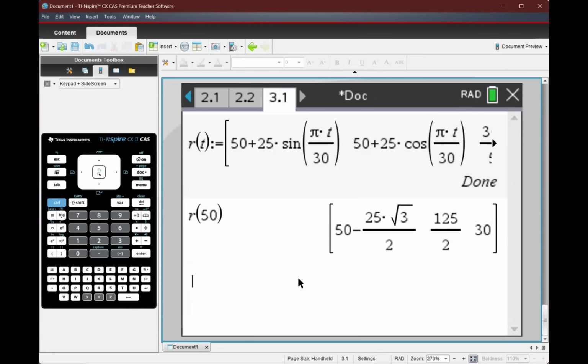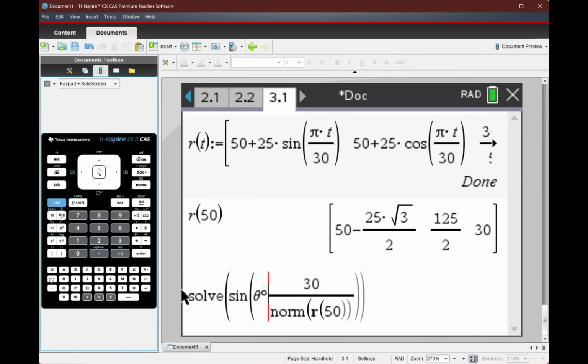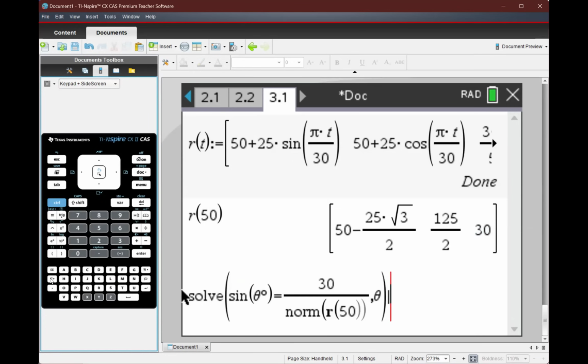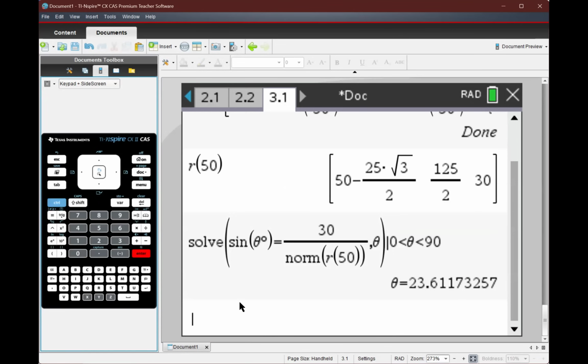Alternatively, you might want to do a norm of r(50), the length of this position vector from origin as your hypotenuse, and then the 30 divided by that. This method was suggested by another colleague of mine. I think this one makes more sense if you are not so good at 3D analysis, okay? So eventually you'll be able to get 24 degrees, something like that.